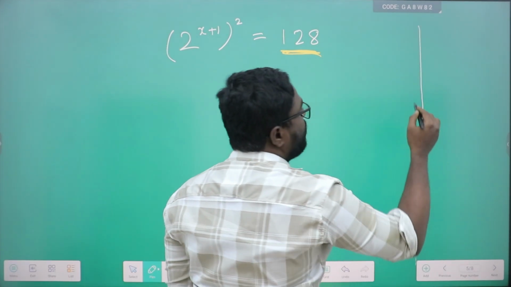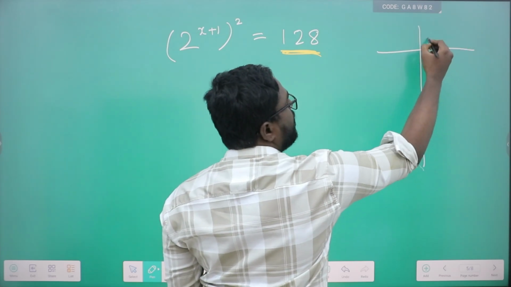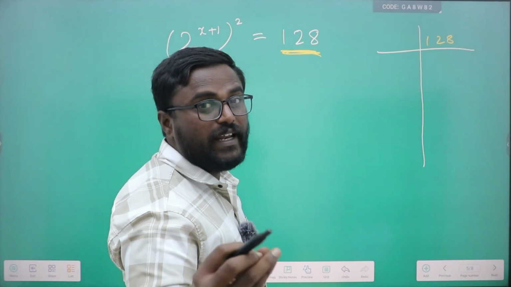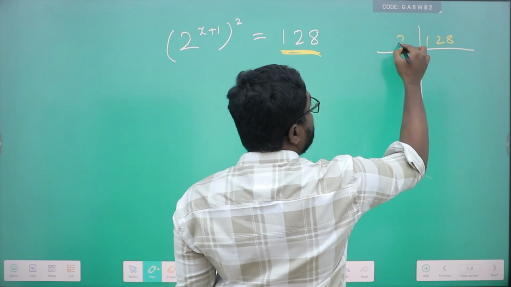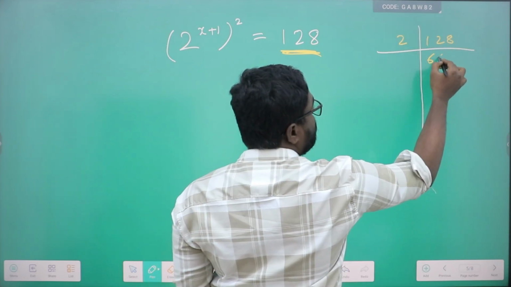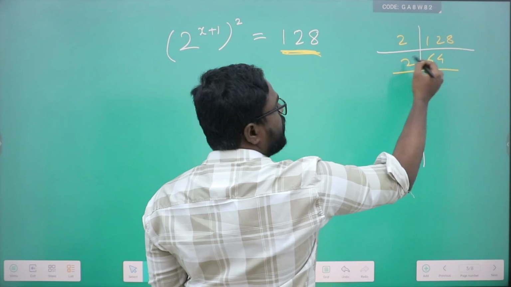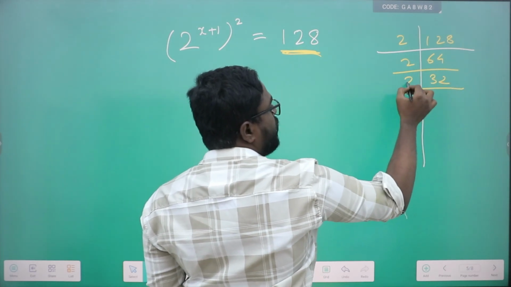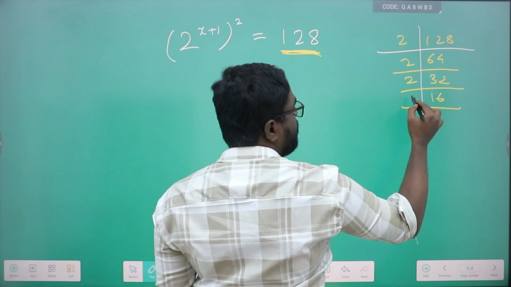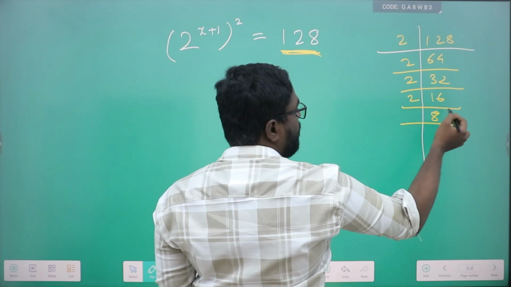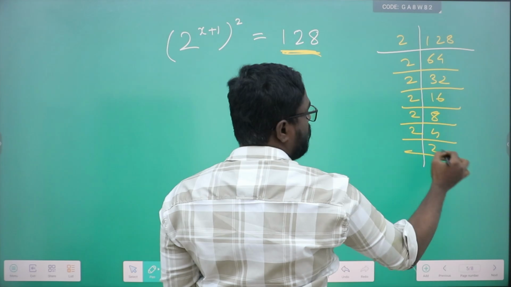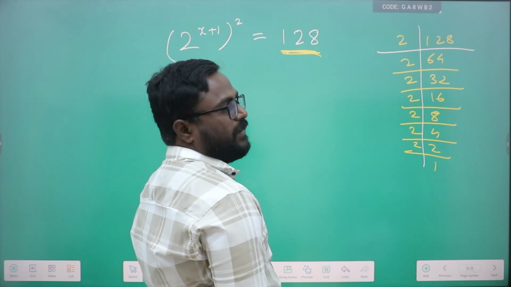So I'm going to do the prime factorization of 128. The least prime number that I can divide 128 with is 2. So 2 into 64. Divide 64 by 2, what will I get? 32. I'll divide 32 with 2, I'll get 16. If I divide 16 by 2, I'll get 8. If I divide 8 by 2, I'll get 4. If I divide 4 by 2, I'll get 2. 2 by 2, 1.